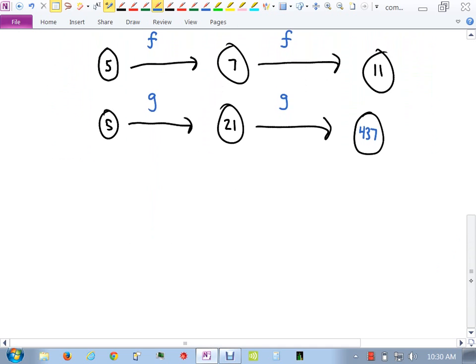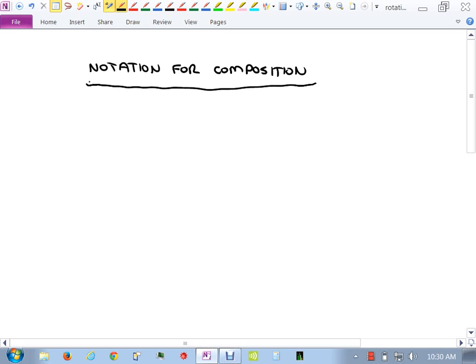Now, let's get to the notation. How would I let you know the notation for composition? So how do I let you know that I want you to compose 2 functions? Here's how it's done. If I write this, F, with a little O between them, and then G, and put it in parentheses, of X. That little O represents composition.